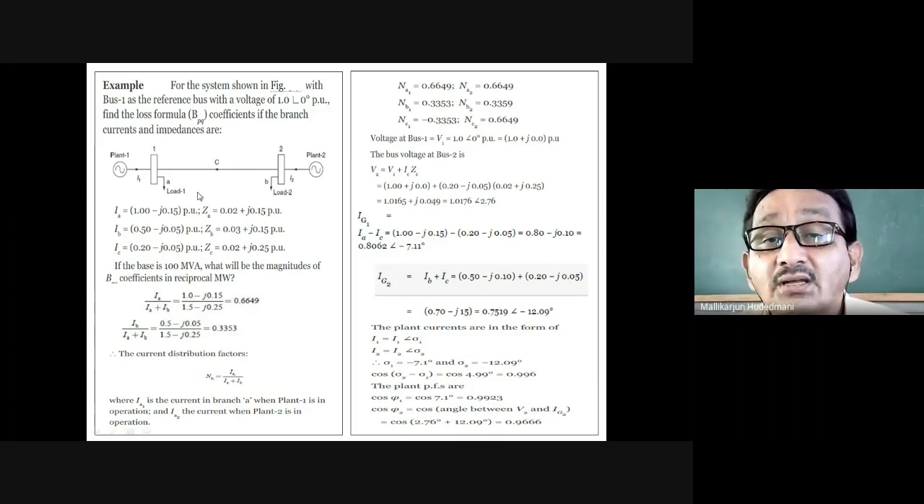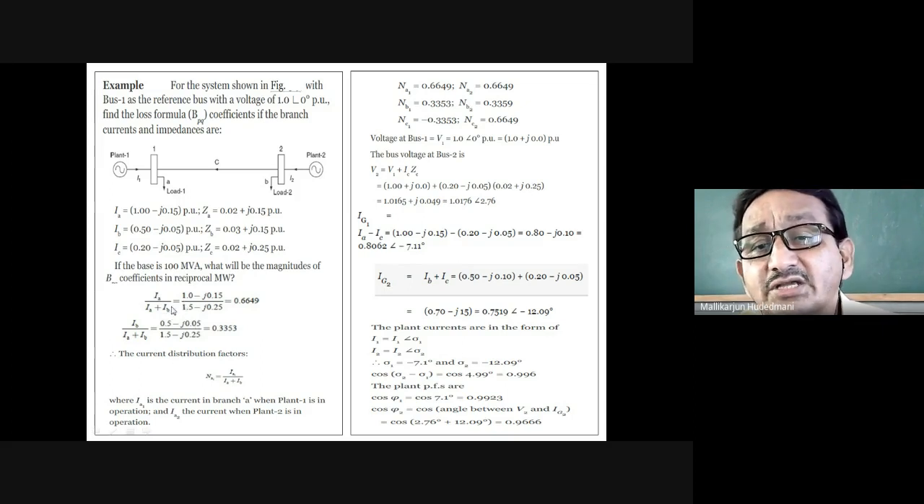So you have been given currents in each section, the impedance of each section is given, and a base of 100 is considered. Then just see the current division ratio. IA is the load current flowing through this branch. Whatever current flows here is the current flowing to load 1. Here IB is the current flowing to load 2. I mean to say the total current from the system is IA plus IB. That is the total load.